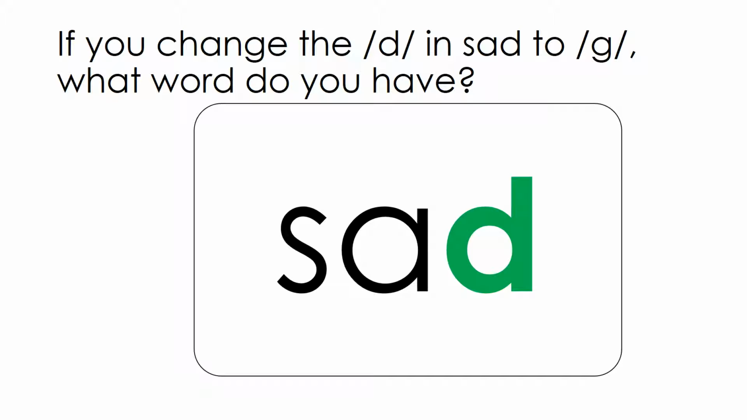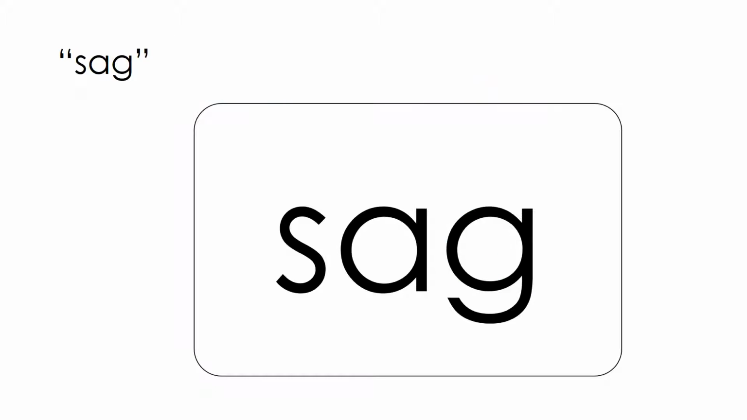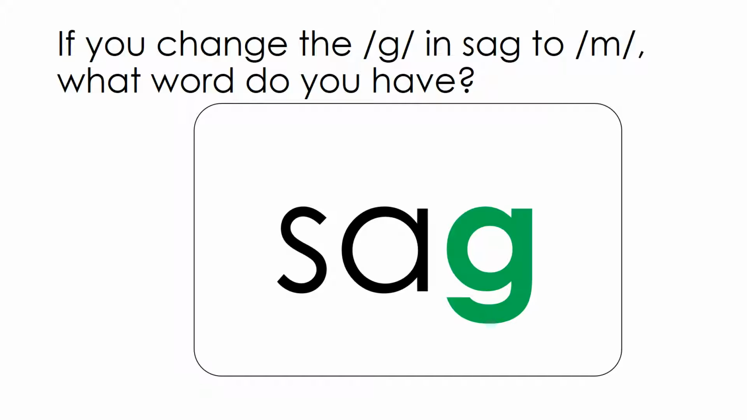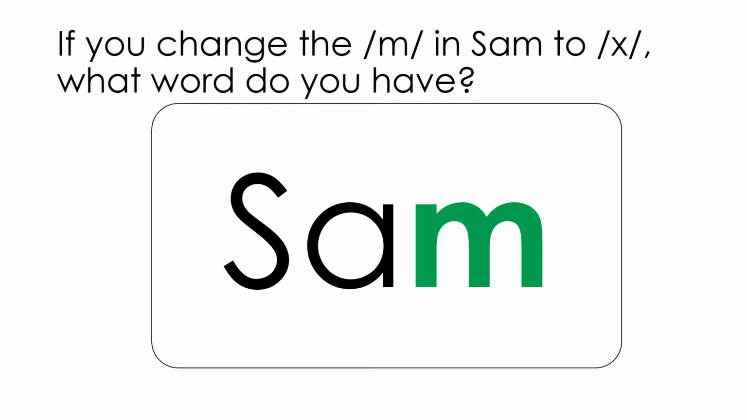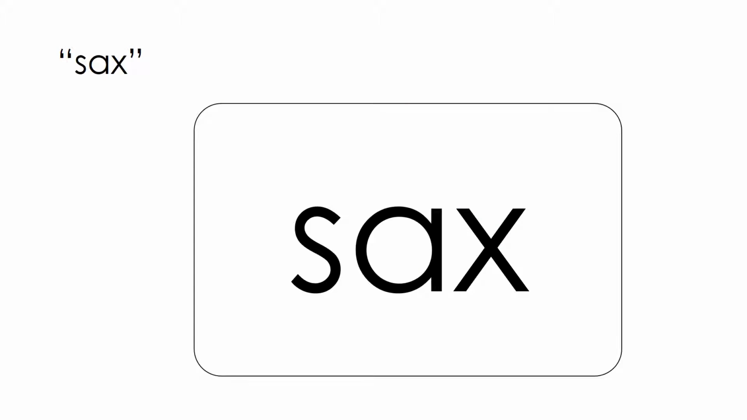If you change the d in sad to g, what word do you have? Sag. If you change the g in sag to m, what word do you have? Sam. If you change the m in Sam to x, what word do you have? Sax.